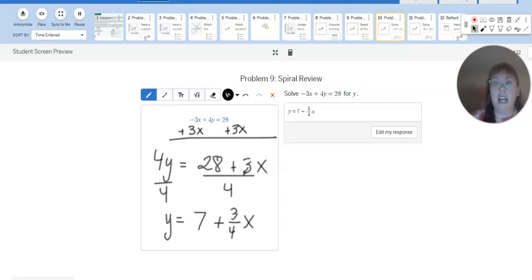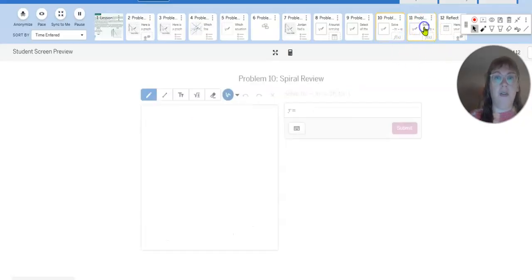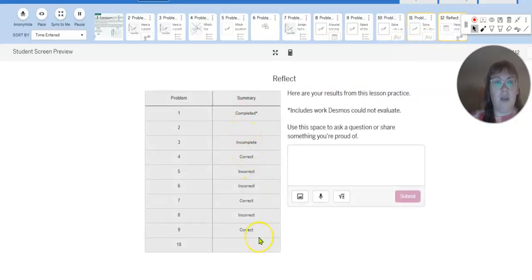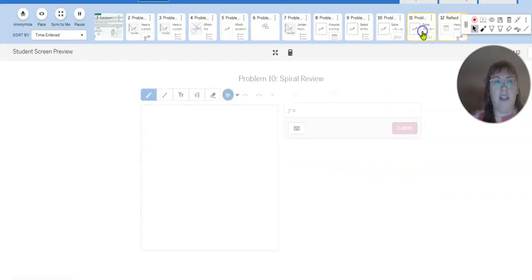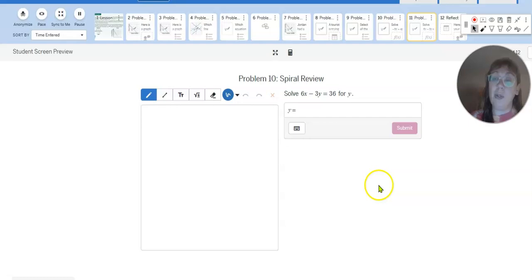And then your last slide, I want you to do this one on your own on slide 11, spiral review. Same thing, you're solving for y. So just like we did on that last slide, you're going to solve for y here. And then you can check your answers and make sure that everything is all set and submit it into Schoology.